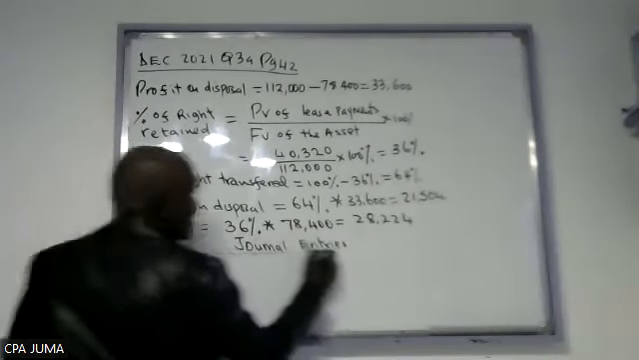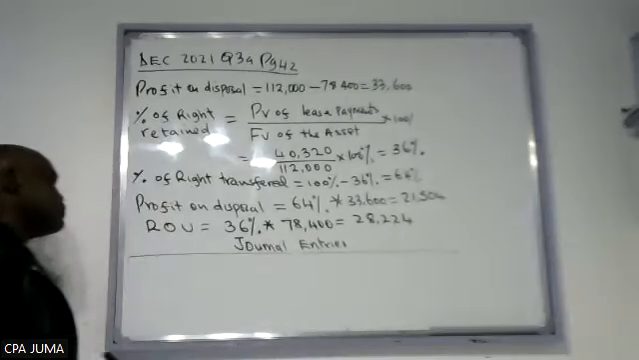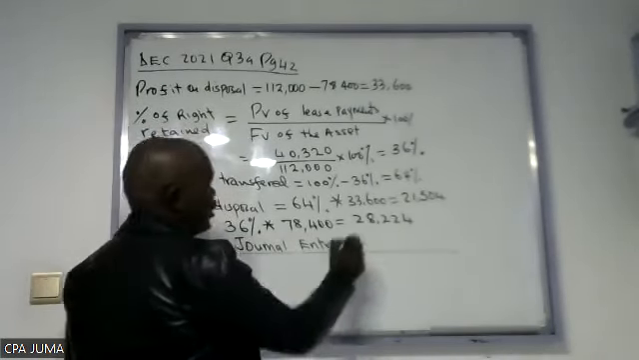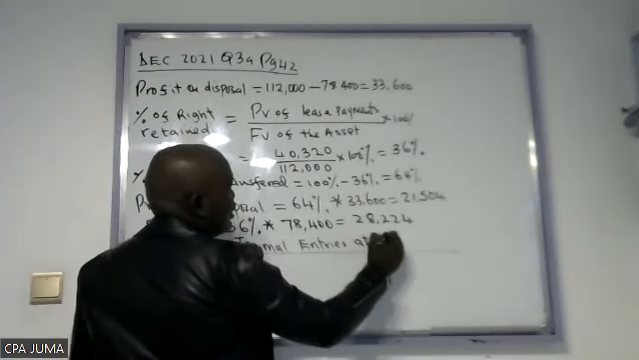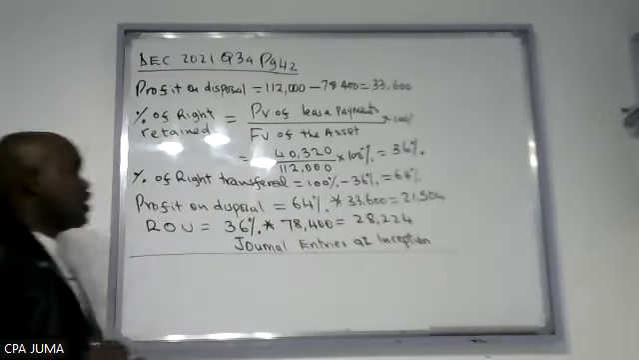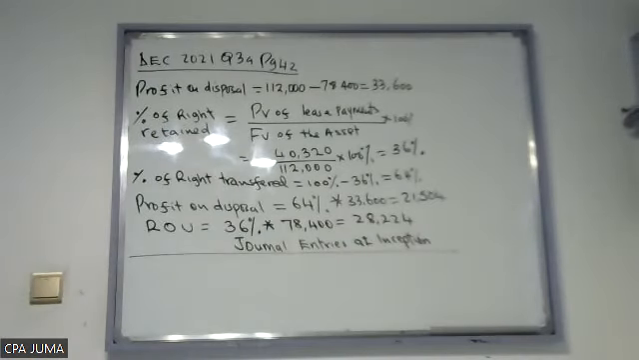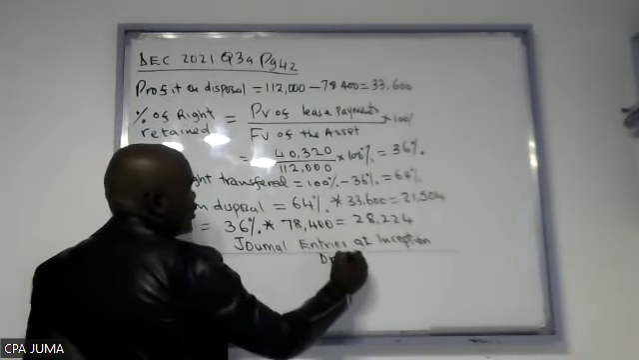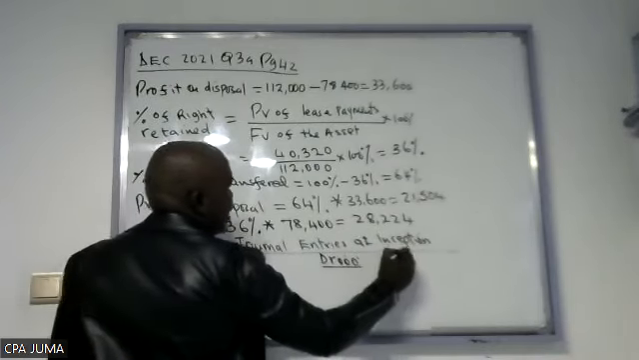So journals at inception, let's be specific. So journal entries at inception. So I will have here DR. We have reduced the thousands, and CR.